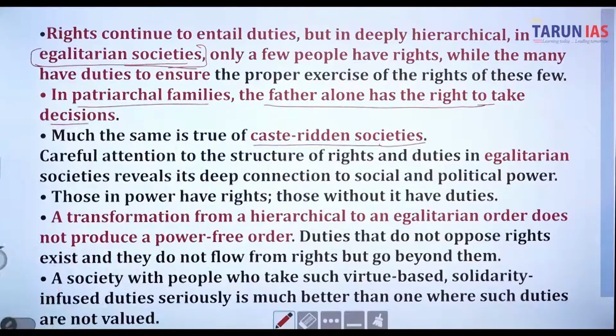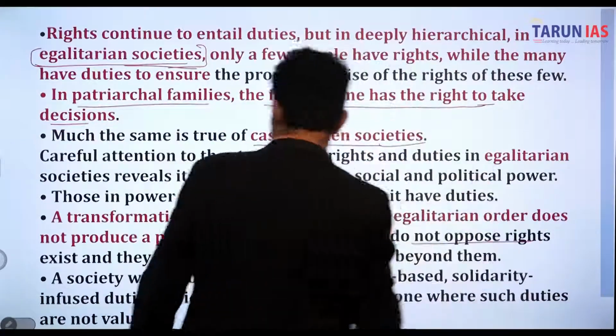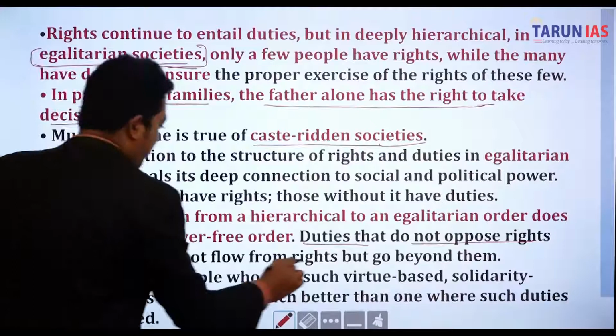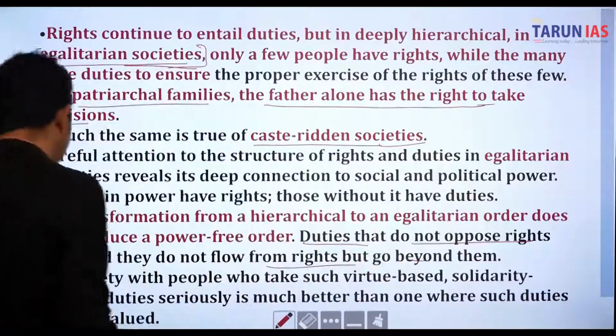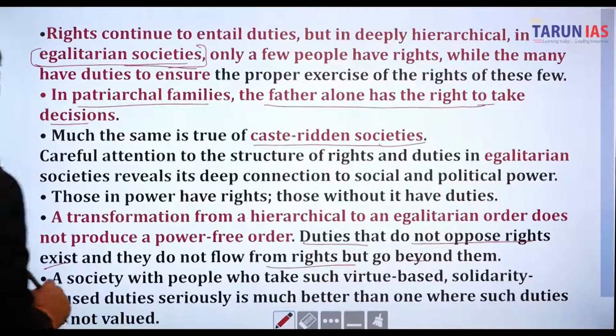Careful attention to the structure of rights and duties in a hierarchical society reveals its deep connection to social and political power. Those in power have rights; those without it have duties. A transformation from a hierarchical to an egalitarian order does not produce a power-free order. Duties that do not oppose rights exist, that do not flow from rights but go beyond them. A society with people who take such virtue-based, solidarity-infused duty seriously is much better than one where such duties are not valued.